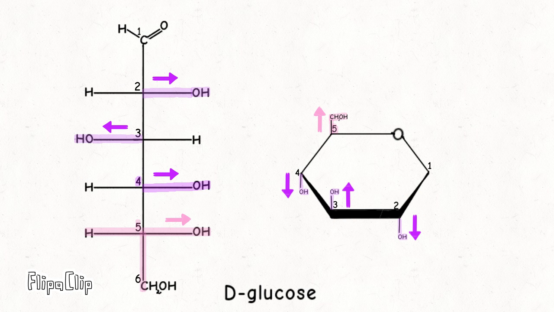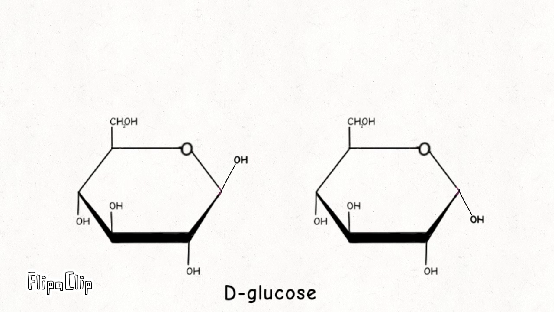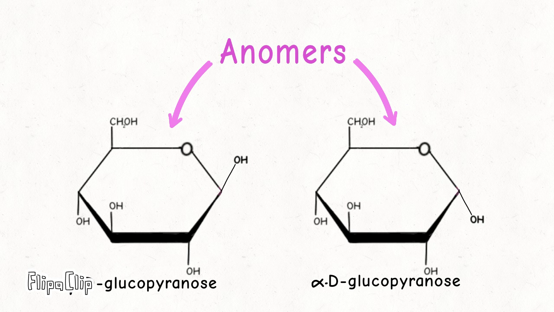Now we finished everything, but you notice that I did not really talk about the first carbon. After the cyclization, we have a new stereocenter, which means we have two isomers. These isomers we call anomers. The hydroxyl group can be pointing upwards or downwards.